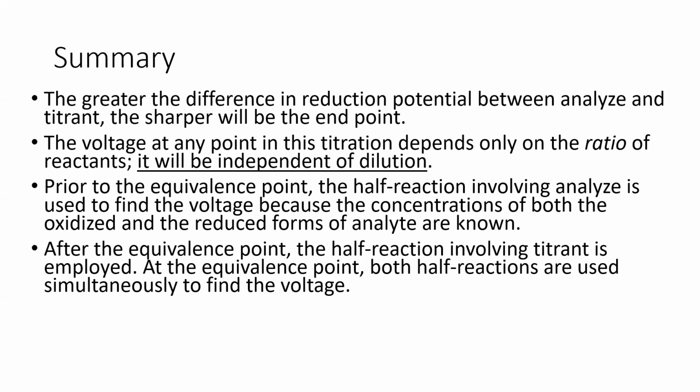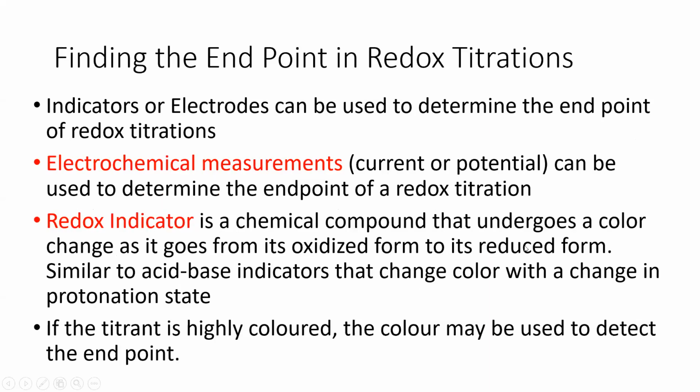And we know that prior to the equivalence point, the half reaction involving the analyte is used to find the voltage, because the reduced form and the oxidized form of the analyte are known. Then after the equivalence point, it is the excess one, which will be the titrant, your cerium ion.